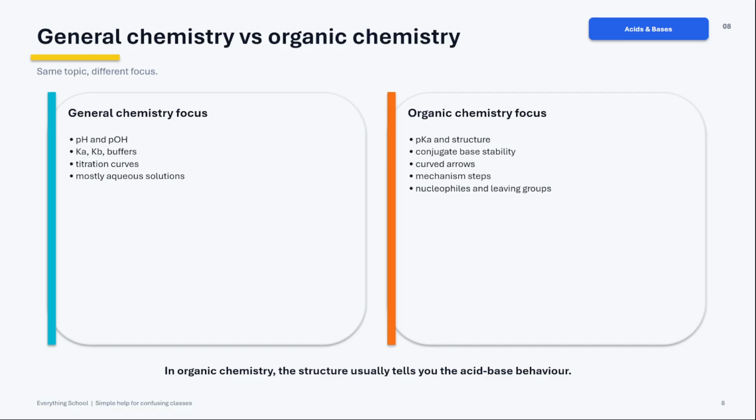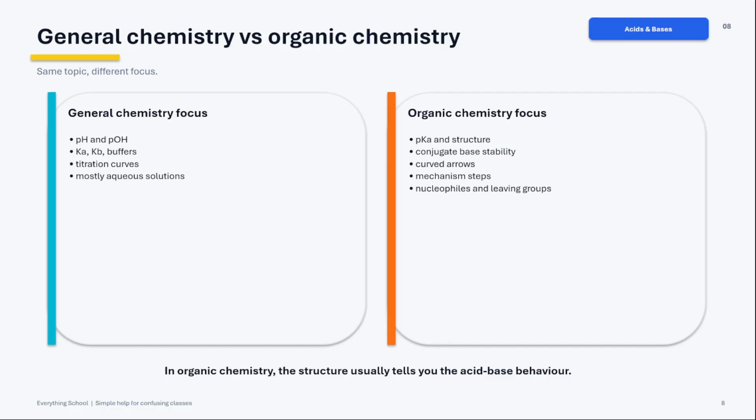Slide 8. General chemistry versus organic chemistry. Same topic, different focus. On the left, general chemistry focuses on pH and pOH, Ka, Kb, buffers, titration curves, and mostly aqueous solutions. On the right, organic chemistry focuses on pKa and structure, conjugate base stability, curved arrows, mechanism steps, nucleophiles, and leaving groups. The important sentence at the bottom is, in organic chemistry, the structure usually tells you the acid-base behavior. That means you need to look at atoms, charges, resonance, and stability.